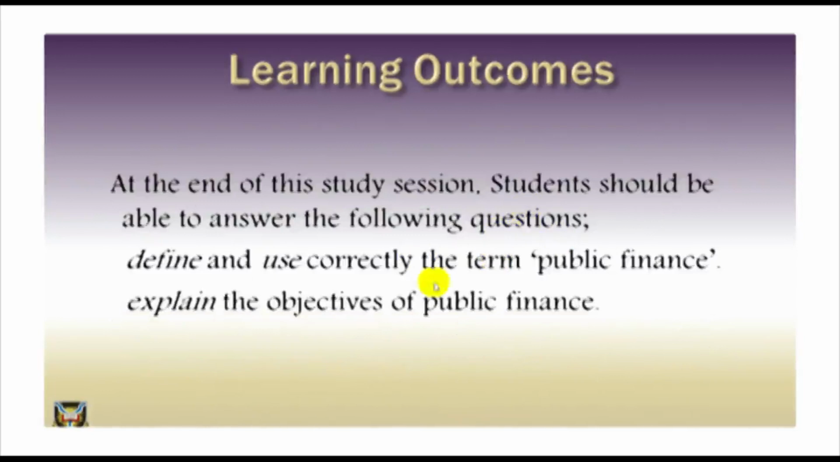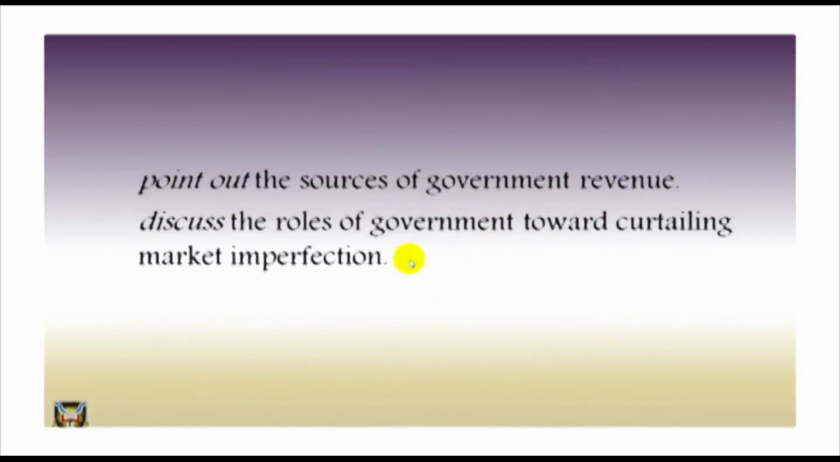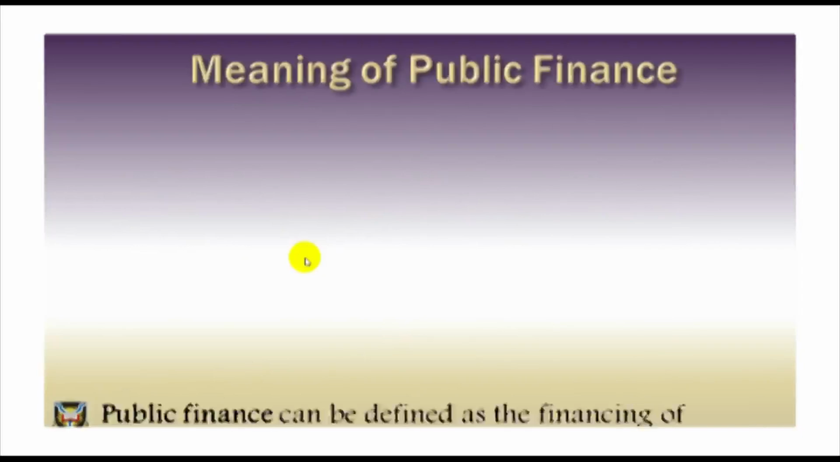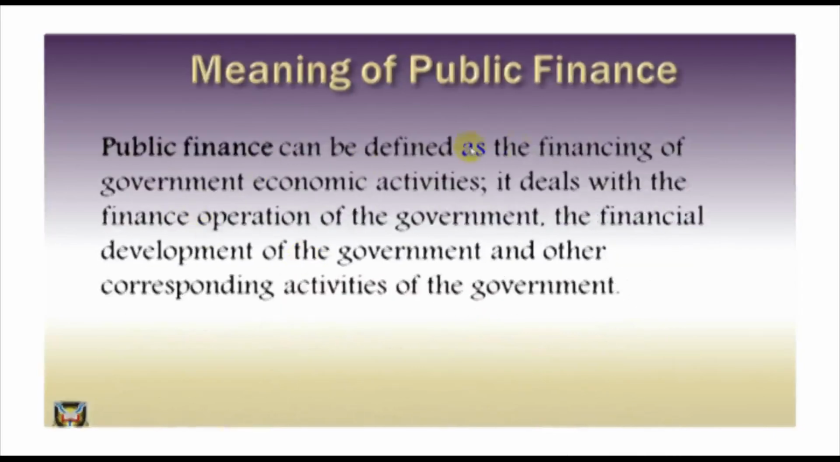Learning outcomes. After you have studied this session, you should be able to: 1. Define and use correctly the term public finance. 2. Explain the objectives of public finance. 3. Point out the sources of government revenue. 4. Discuss the roles of government towards curtailing market imperfection.